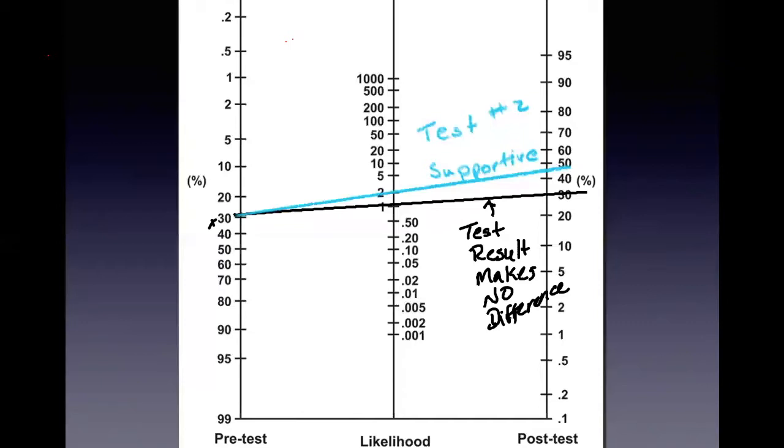Even if we double that and make the likelihood ratio 2, the 30% risk improves to maybe 45%, right? So it hasn't really changed my mind that much. It hasn't even pushed me past a 50-50 toss-up yet. So that information is only considered to be supportive. It's not diagnostic, right? So a likelihood ratio of 2 is not very good.